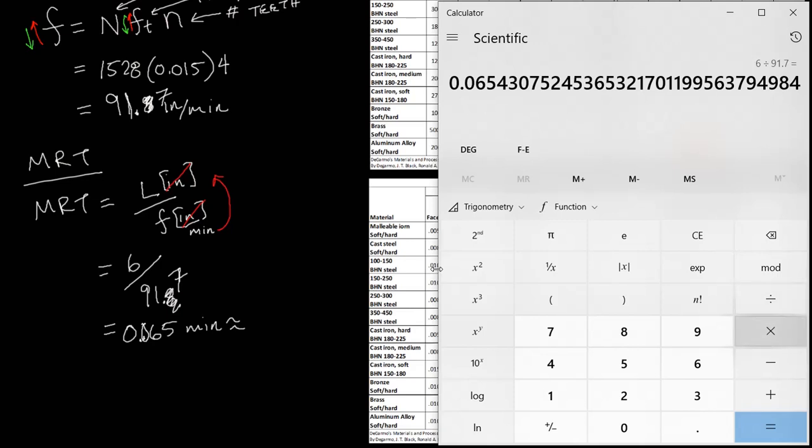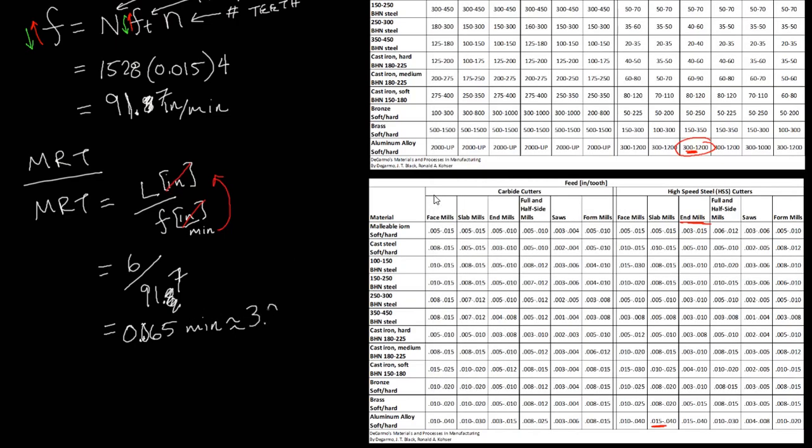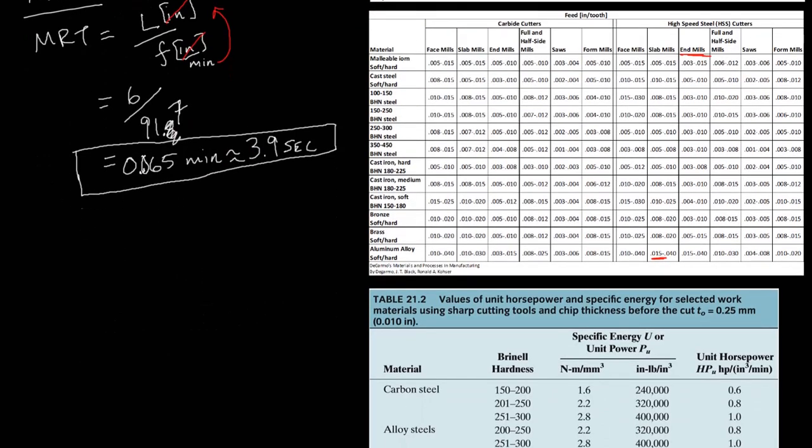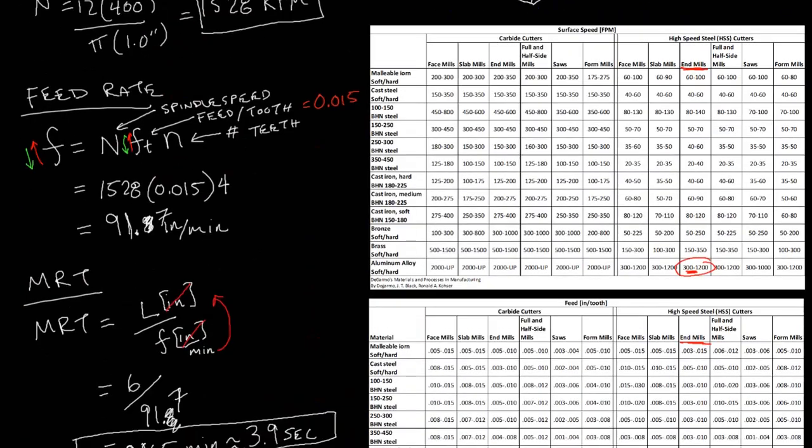Let's see, there's 60 seconds in a minute, so I gotta multiply that by 60. Not even close. 3.9 seconds. Yeah, 6 times 6 is 36, so yeah. My mental math is not great at the moment. Okay, so 3.9 seconds there. So that's good. It won't take too long to mill that across.